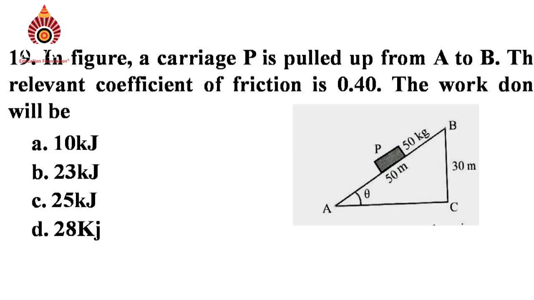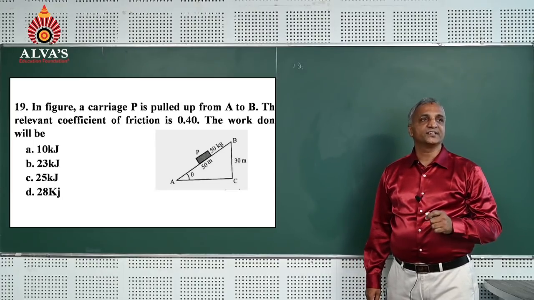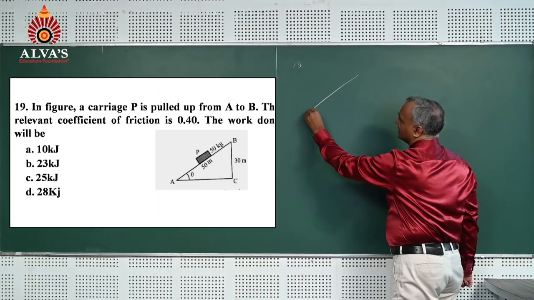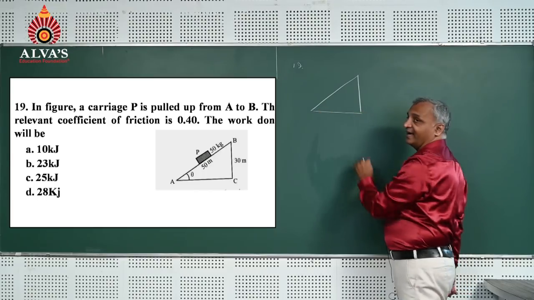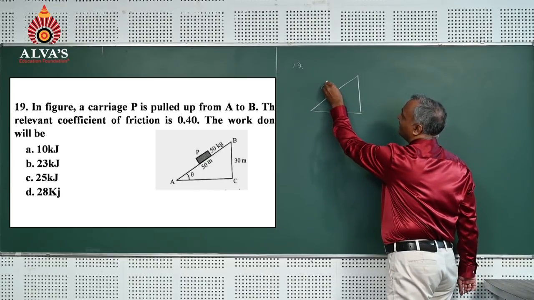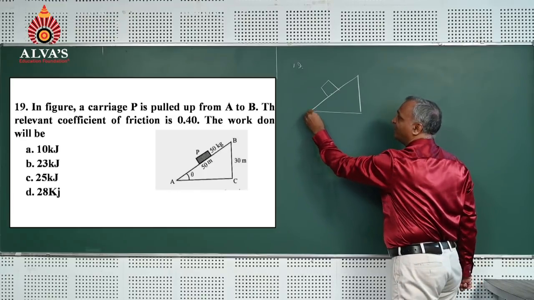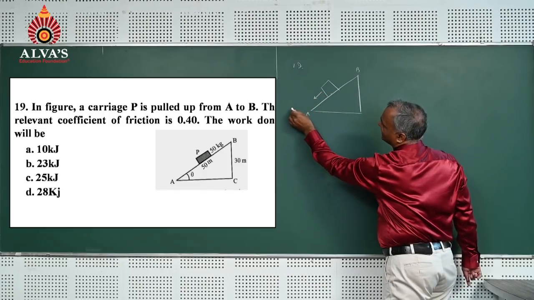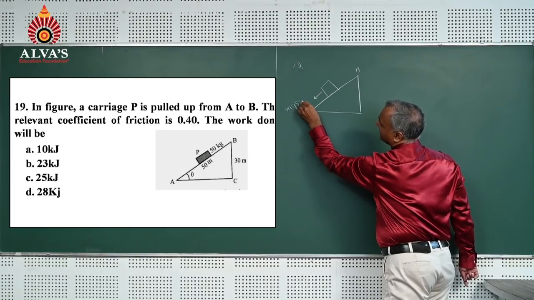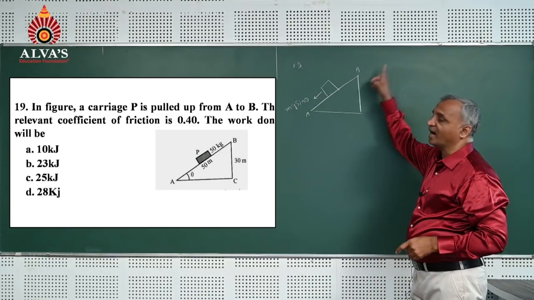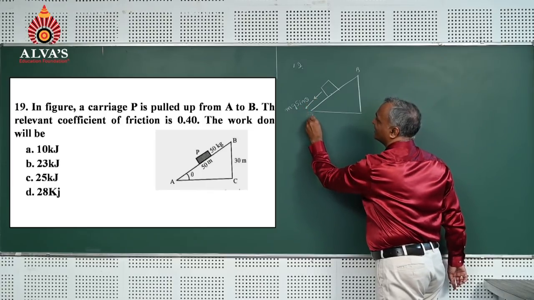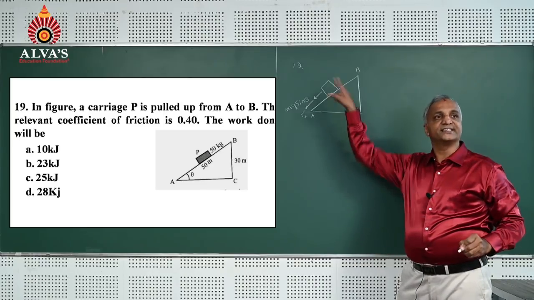Question number 19. In figure, a carriage P is pulled up from A to B. The relevant coefficient of friction is 0.4. The work done will be. So this is the wedge given, and weight has to be lifted from point A to B. You have to move this. And so the force against which you have to work is mg sin theta. And also, since it is moved upward, frictional force will be acting downward. So this is a frictional force. So you have to work against these two forces.